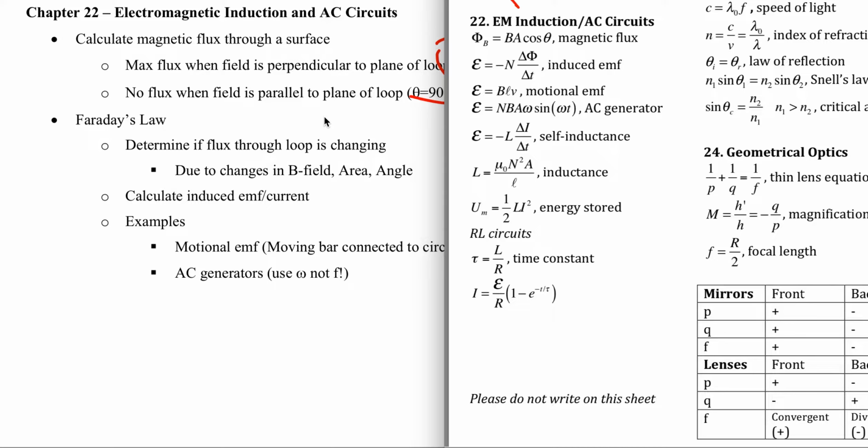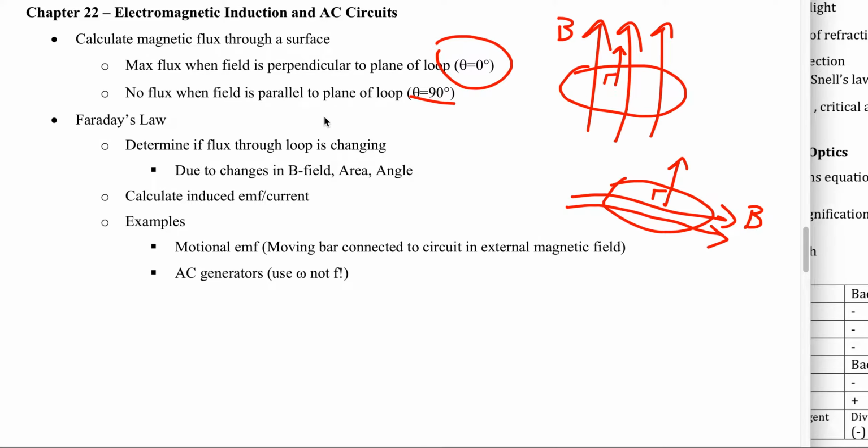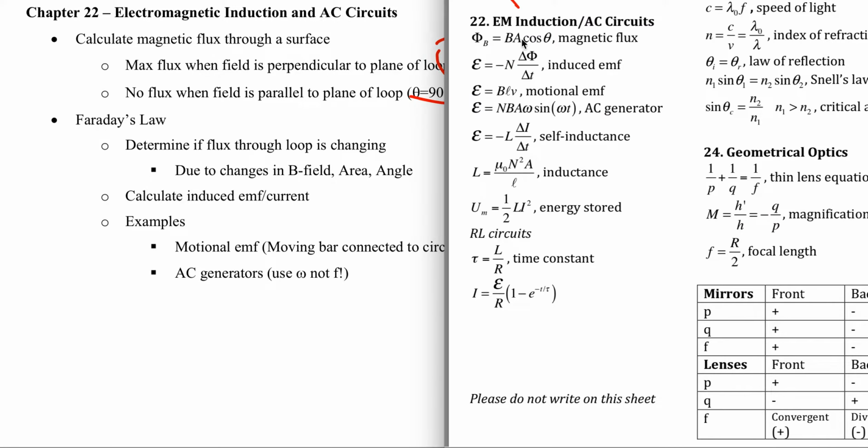So what we want to be able to do is figure out if the flux through a loop is changing. If you've got a loop of wire and the field through it is getting stronger, or the area of the loop is getting bigger, or the field is changing directions as it's rotating through the loop, then you know that one of these variables, B, A, or theta, is changing. You know that the flux is changing. And then Faraday's law applies.